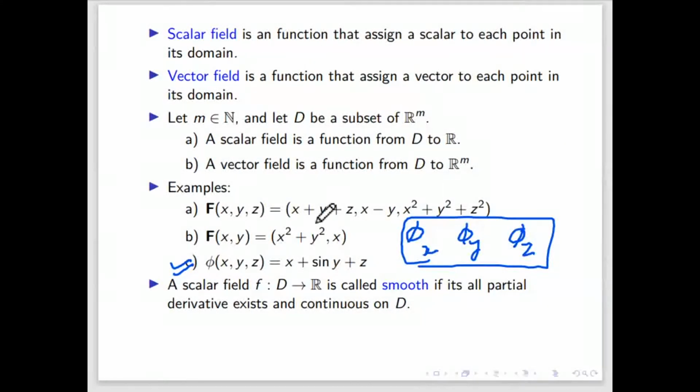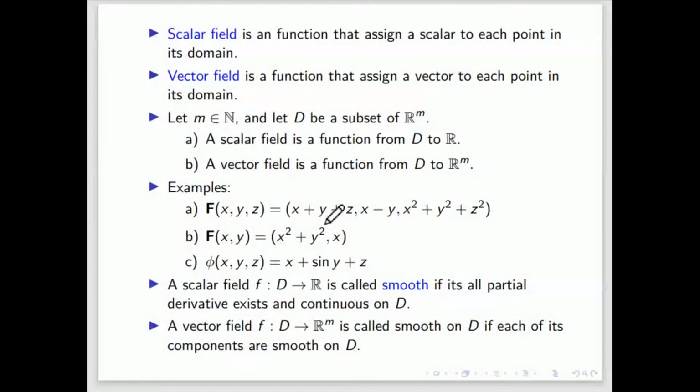For vector field, we'll say the vector field is smooth if its components are smooth. Like this first example, the component is x plus y plus z, that means its partial derivative exists and is continuous. Similarly for the second component x minus y, its partial derivative exists and is continuous, and the third component also. So a vector field f from D to Rm is called smooth if its components are smooth. For scalar field, its partial derivatives exist and are continuous, but for vector field its components' partial derivatives exist and are continuous, then we'll say that it is smooth.